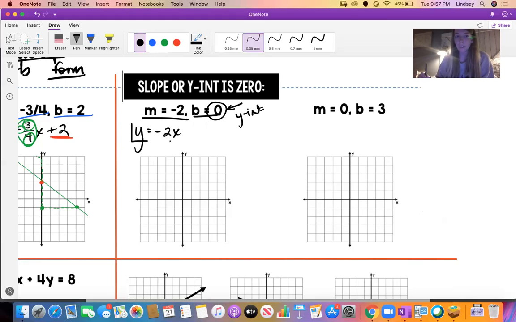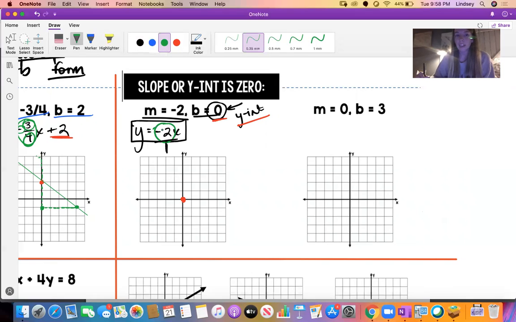So if you get an equation that is just a number with x, then you know that it's going to go through the 0 point, or it's going to go through the origin. Okay, so that's your y-intercept. All right, and then our slope is going to be -2. Okay, so again, if we have a whole number like that -2, it's understood to be over 1.